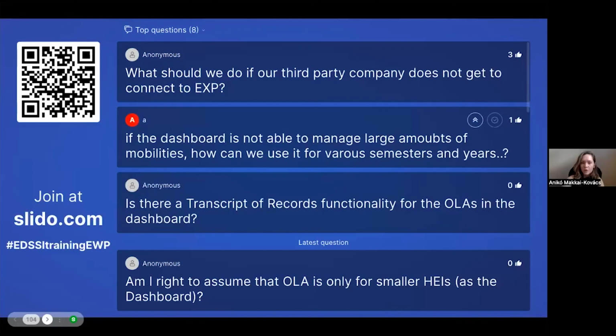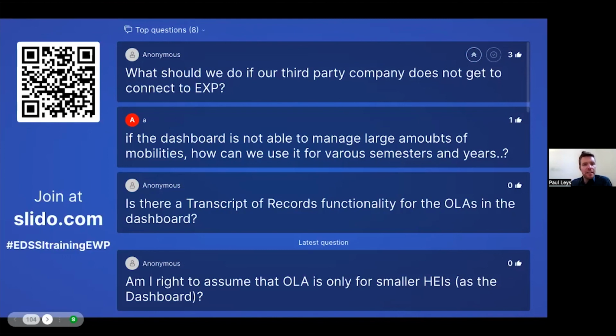Very important question got upvoted here. What should we do if our third-party company does not get to connect to EWP? Yeah, look at your Erasmus charter requirements. It's probably not the right third-party company then, because they have some interest, if they don't want to lose clients who participate in the Erasmus program, to connect to EWP.